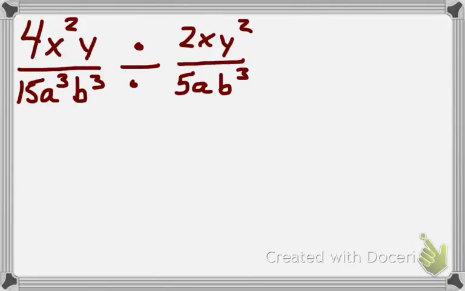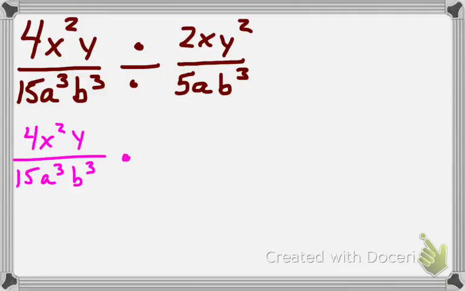Now this one is division. Same idea, only we're dividing instead of multiplying. So the first thing we need to do when we see division is flip the second one and change it to multiplication, just like you learned when you were little. So I rewrite it, 4x squared y over 15 a cubed b cubed times 5ab cubed over 2xy squared.